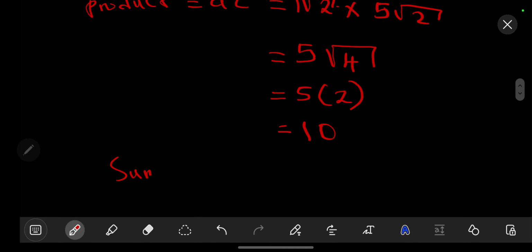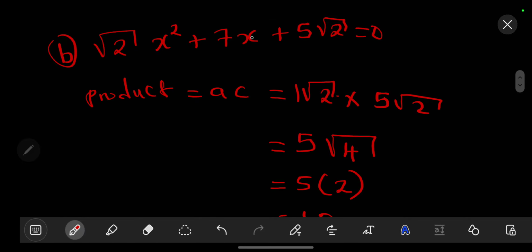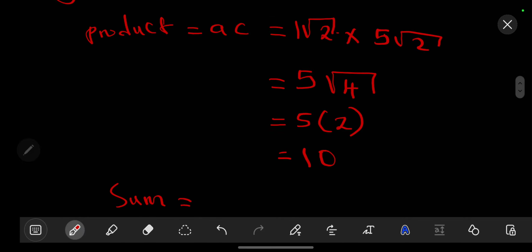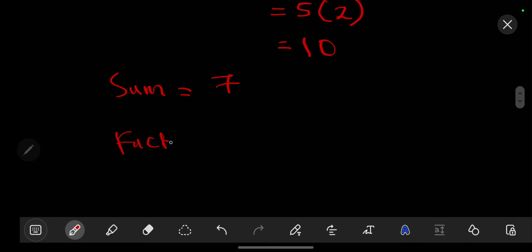Then you're going to say your sum. Your sum is equal to the coefficient of the term that has x to the power 1, which will be equal to 7. Then the factors, the two numbers which when you add them give you 7, and when you multiply them give you 10. So these numbers are 2 and 5. If I multiply them, it's 10. If I add, they give me 7.